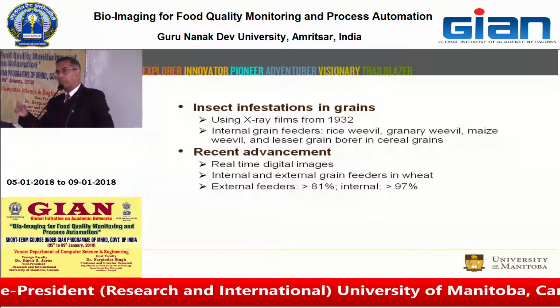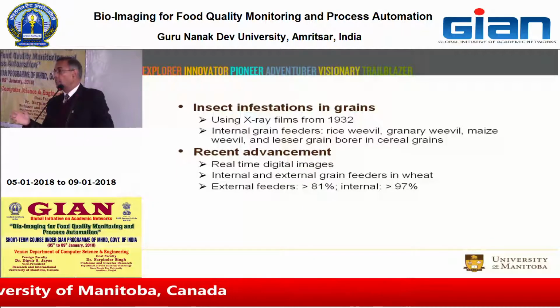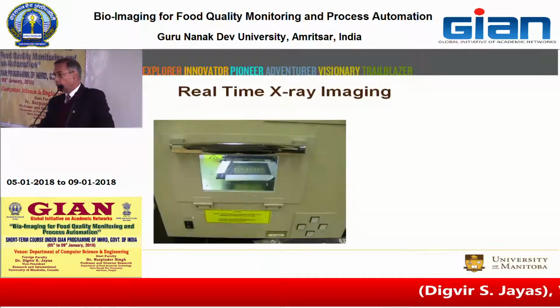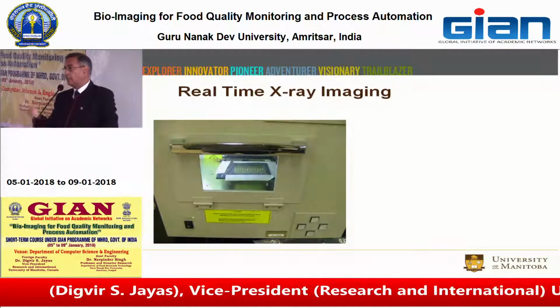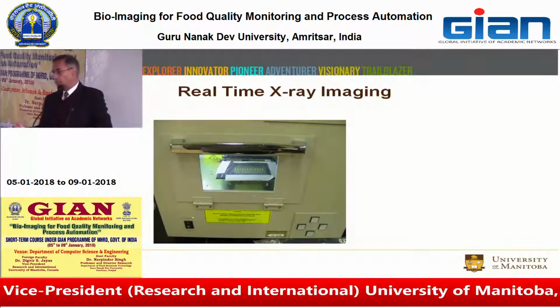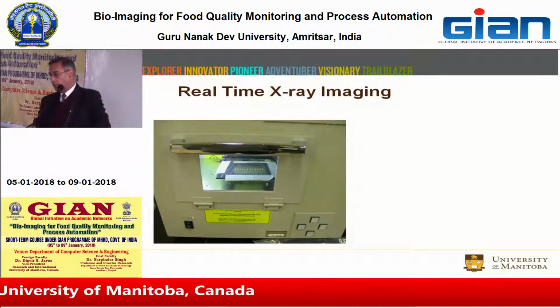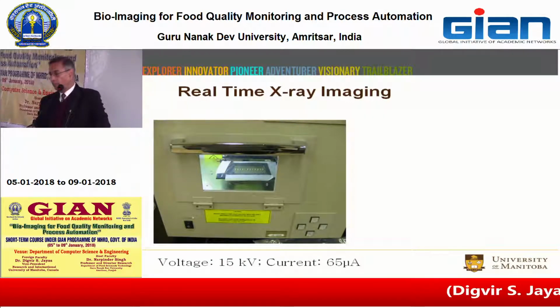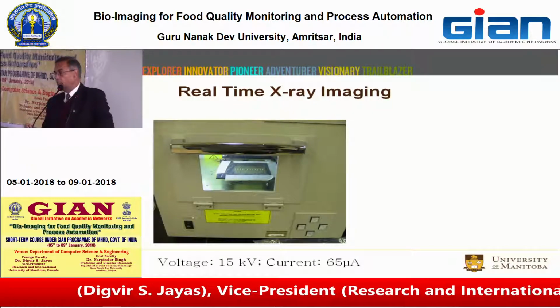Recently, with the real-time digital images you can acquire using X-ray systems, they have been used for detection of internal and external grain-feeding insects in wheat. For the external feeders, the accuracy is about 81%, and for internal feeders, because they are inside and you can see the differences, almost 97% accuracy in detecting insects.